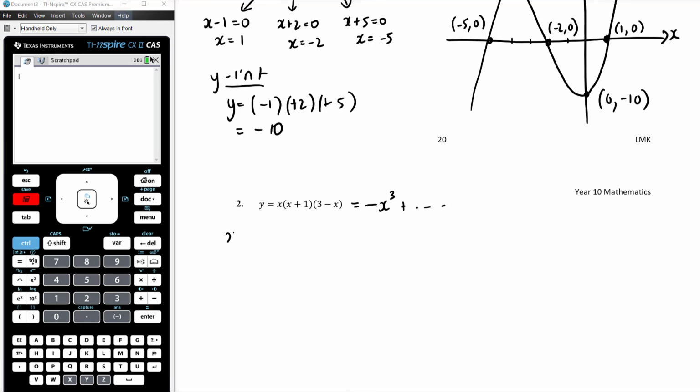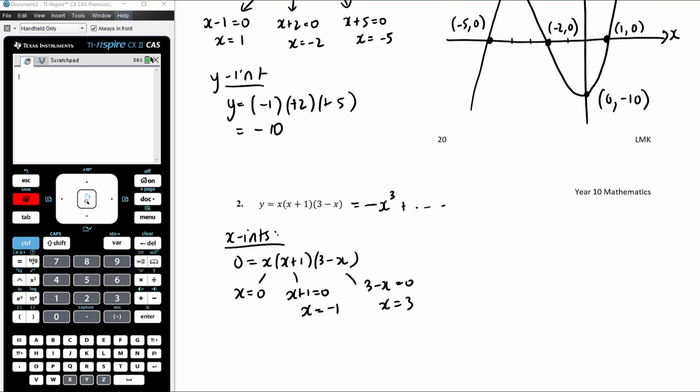If we calculate our x-intercepts, we let y equal 0, and we have a factorized quadratic. So we know that either x is going to equal 0, or x plus 1 equals 0, which means x is -1, or 3 minus x is 0, which means x is 3. So we've got 3 x-intercepts, negative cubic. So for it to be a negative cubic with 3 x-intercepts, it has to have 2 turning points, and the x-axis is going to go somewhere through there, and we're going to have -1, 0, and 3.